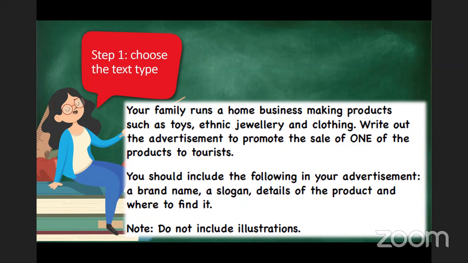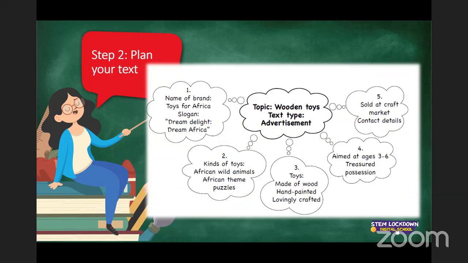So we don't include illustration. Remember, words are power. So you provide as much information as possible rather than pictures when you put together your advertisement. So we've got our topic there. Now it's time for planning. We've got the topic, wooden toys, and the text type is advertisement.